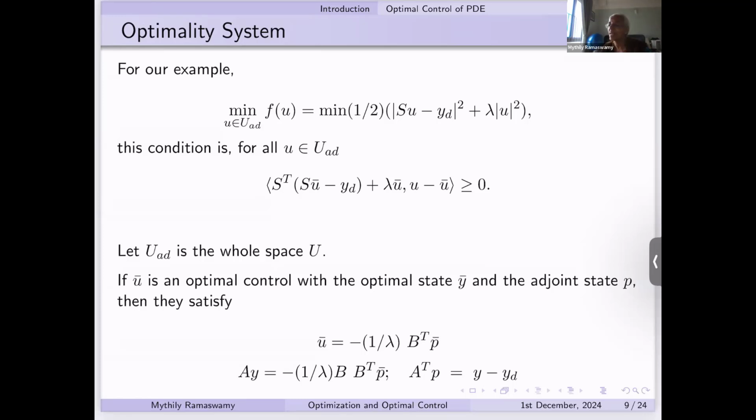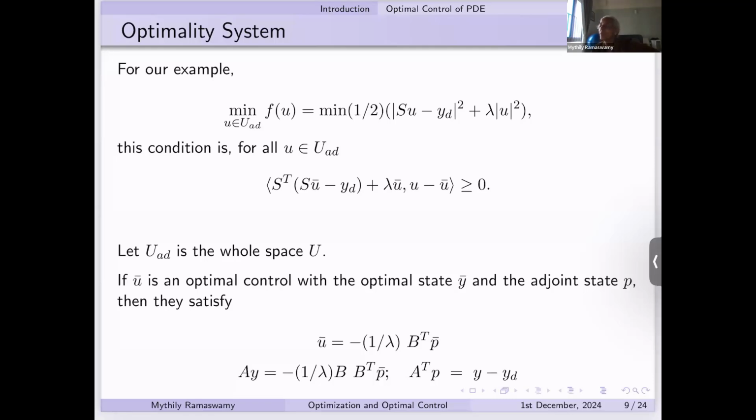U bar will be precisely equal to 1 upon lambda B transpose P bar, and AY will be, I can plug in BU instead of U. I have substituted whatever U bar I found, and that will become minus 1 by lambda B transpose P bar. And the adjoint equation is, you see the adjoint of A appears here: A transpose P is equal to Y minus YD.